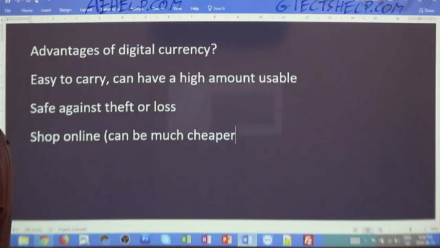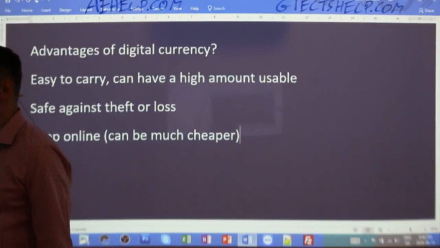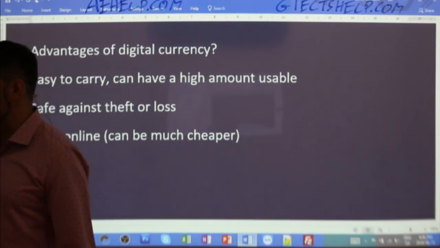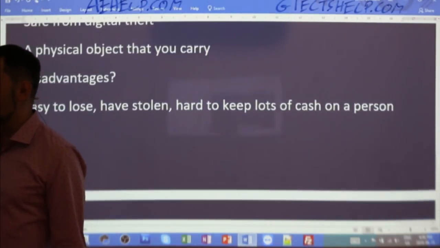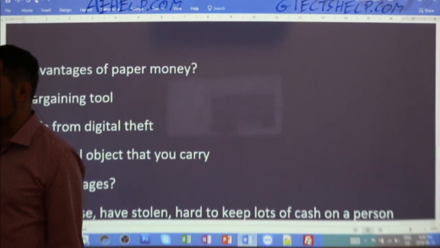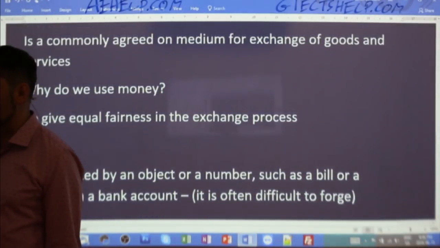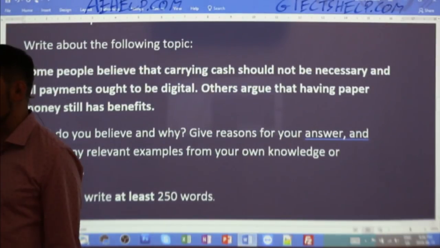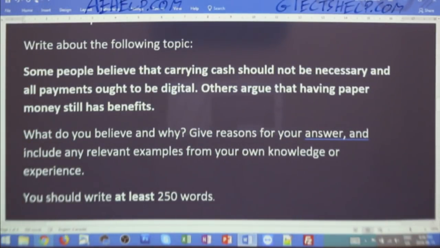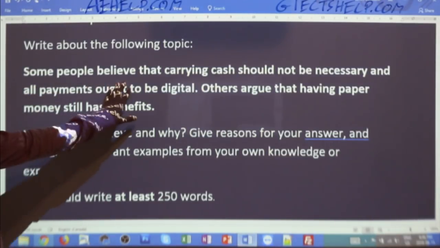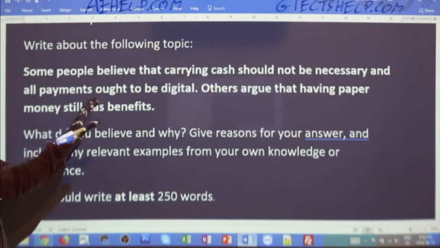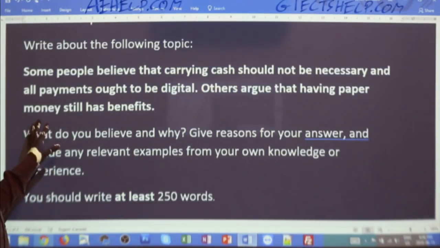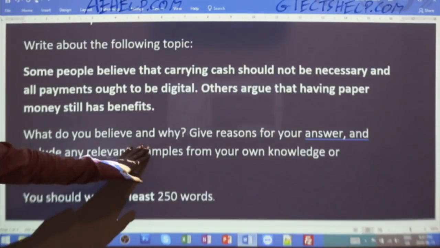Now, make sure you don't go off topic here, right? It's not about shopping online. It's not about the advantages and disadvantages of paper versus digital money. It's about which one you think is better. So what is your opinion? Let's look back at the original Task 2 question. Make sure that you don't carry yourself off topic. It says some people believe that carrying cash should be unnecessary and all payments ought to be digital. Others argue that having paper money still has its benefits. What do you believe and why?